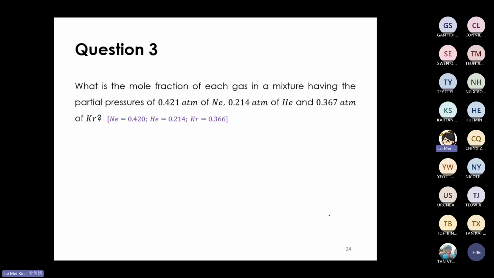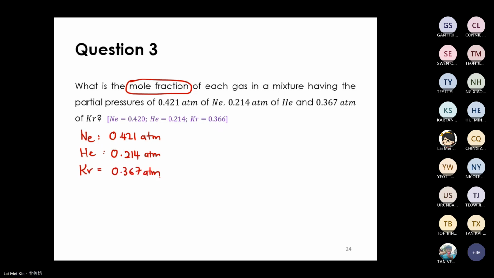All right. I have question 3. Perhaps you guys want to try. This is another way. So now I want you to calculate the mole fraction or the mole ratio the other way. If I tell you that neon partial pressure is 0.421 atm, helium partial pressure is 0.367 atm. Sorry, this is krypton. Helium is 0.214. And krypton is 0.367 atm. Try to solve this and see. Well, just go have a spot check around.